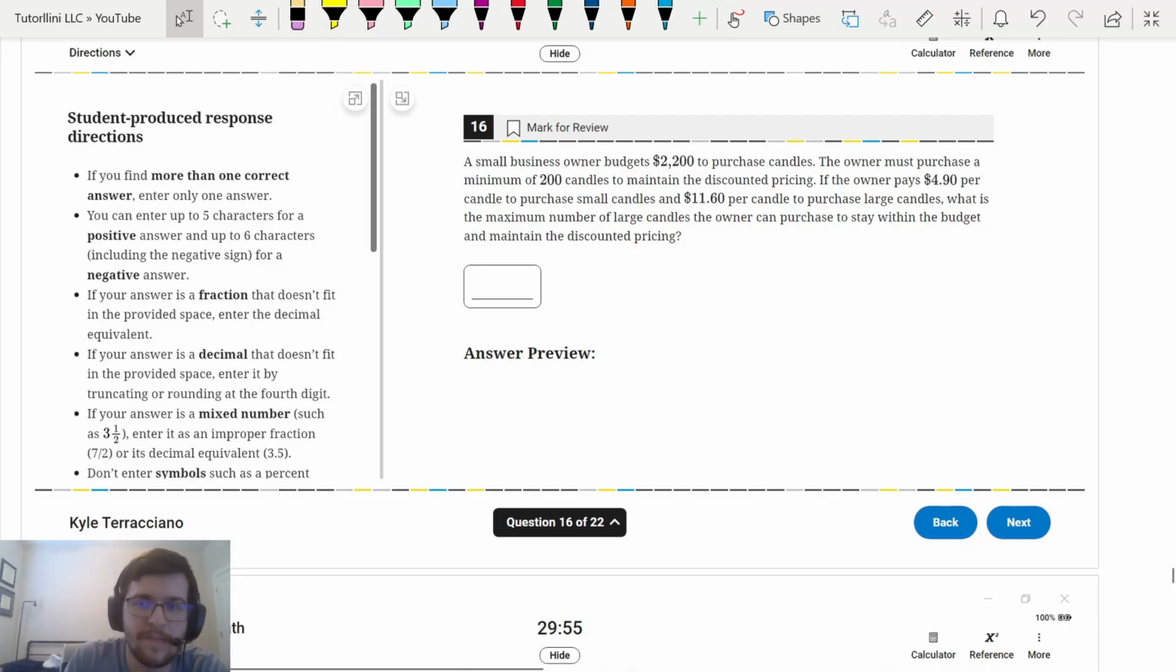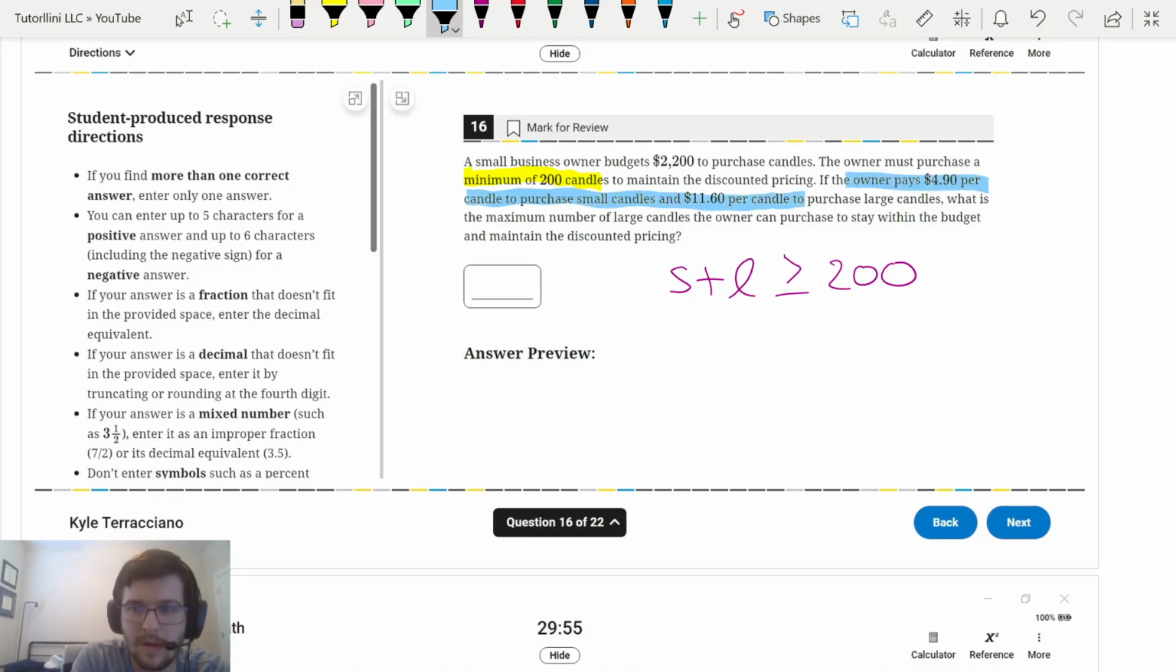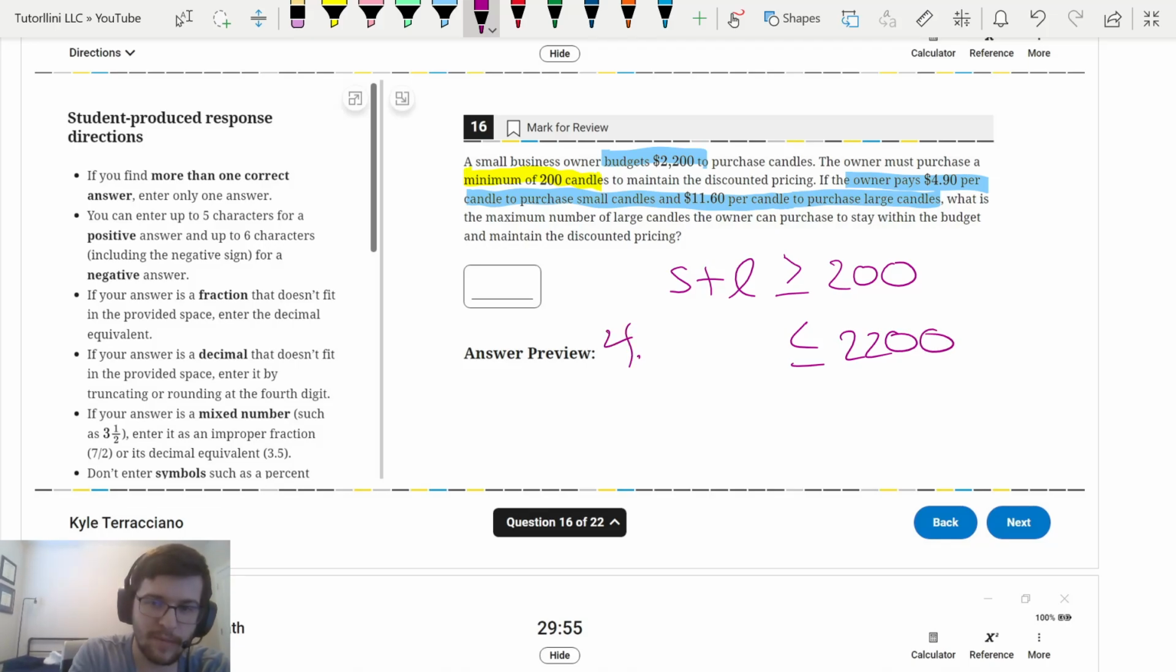All right, so for this one, it's a word problem. A minimum of 200 candles. That means the small candles plus the large candles must be greater than or equal to 200. A minimum of means they're equal to or bigger than 200. And then the prices of the candles, he budgets 2,200. So that means he can at most spend 2,200. At most is a less than or equal to. And then we put the prices on the other side. So 4.90 S plus 11.60 L is less than or equal to 2200.